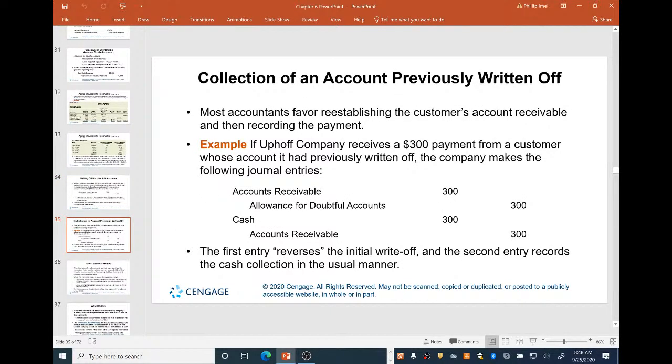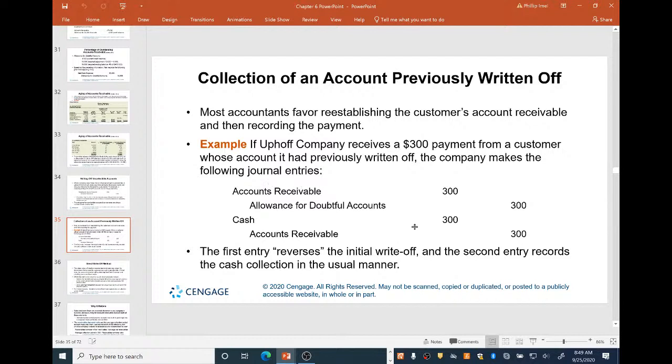Collection of an account previously written off. Okay, this will be our last slide for today. So most accountants favor reestablishing the customer's account receivable and then recording the payment. Okay, and I totally agree with it. I think it's good to reestablish the account receivable just to get it back intact, and then we can go from there. So, for example, if Uphoff Company receives a $300 payment from a customer whose account had previously been written off, the company makes the following journal entries.